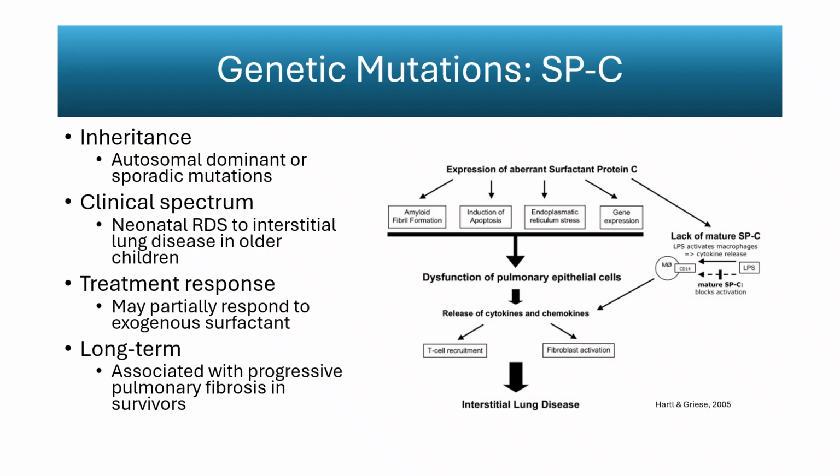for spreading. Survivors, however, remain at risk of progressive pulmonary fibrosis, reflecting the chronic injury that occurs when surfactant films are unstable over time. Clinically, SPC mutations illustrate how disruptions in surfactant proteins can create both acute neonatal disease and long-term fibrotic lung conditions, bridging the gap between neonatal and pediatric pulmonary pathology.